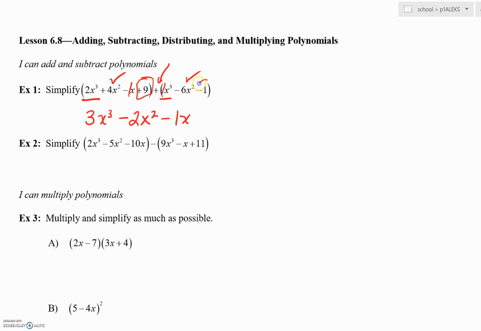Finally, you've got a 9 and a minus 1. Plus 8. And that's going to be a plus 8. All right? So from here, you're done. Now, you're going to get problems just like this. The subtraction, of course, you've got to be a little bit more careful.